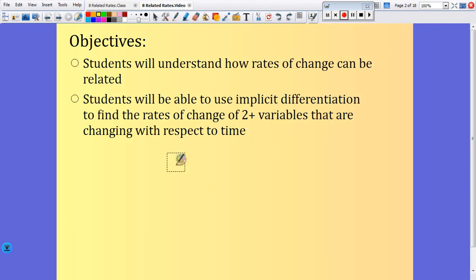Our objective is to see that y'all will understand how rates of change can be related, and you'll be able to use implicit differentiation to find the rate of change of two or more variables changing with respect to time.